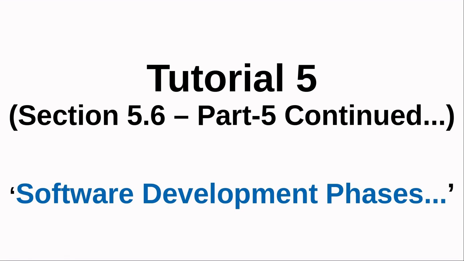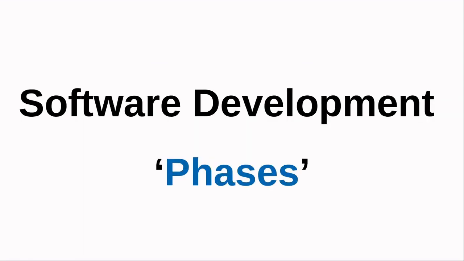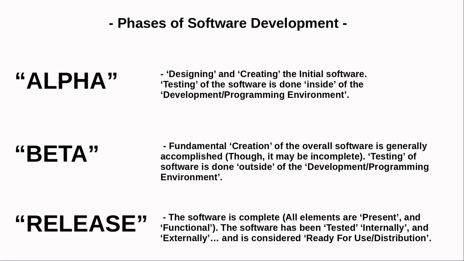The last element of programming that I am going to quickly cover before I code the last element of the Help menu are the stages or phases of the software development process. The first phase of creating software is the alpha phase of software development. It consists of designing and creating the initial software.